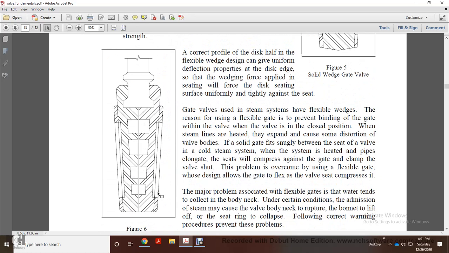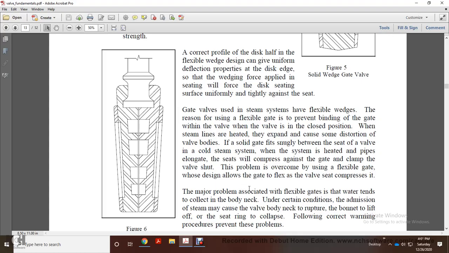Gate valves used in steam systems have flexible wedges for the reason of preventing binding of the gate within the valve when the valve is in the closed position. When steam lines are heated, they expand, causing distortion of the valve body with a solid gate that fits snugly between the seats of the valve in the cold steam system. When the system is heated and the pipes elongate, the seats will compress against the gate and clamp the valve shut.